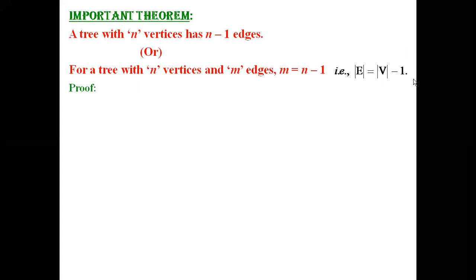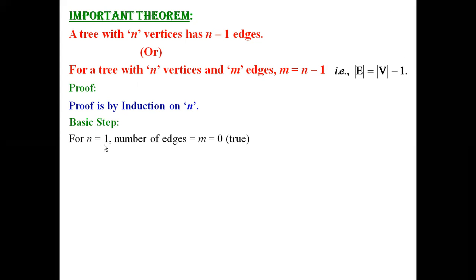Now let's see the proof. The proof is by induction on n. So we consider mathematical induction on n and prove the result. In mathematical induction, there are two steps: one is the basis step, followed by the induction step. In the basis step, suppose we assume n equal to 1, then m will be equal to 0, since n minus 1, that is 1 minus 1, is 0.